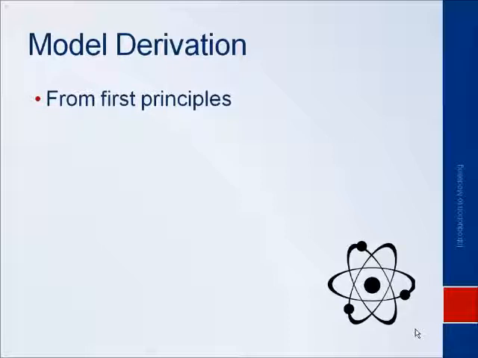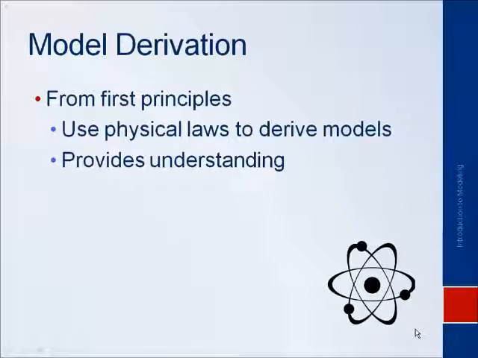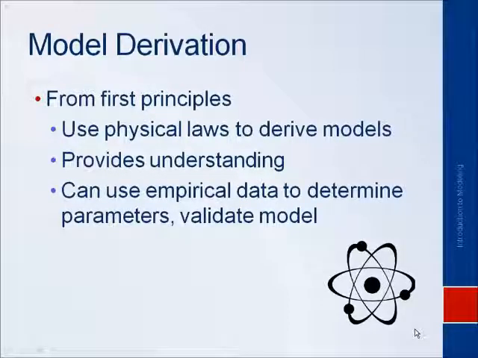So one approach for deriving a model is from first principles. In other words, from the physical laws that govern the physical system: Newton's laws, F equals ma, or Kirchhoff's laws, things like that. This type of approach is nice in that it provides a lot of understanding. You understand where all aspects of the model came from. You can then use empirical data to determine specific parameters in your model or to validate the accuracy of your model.